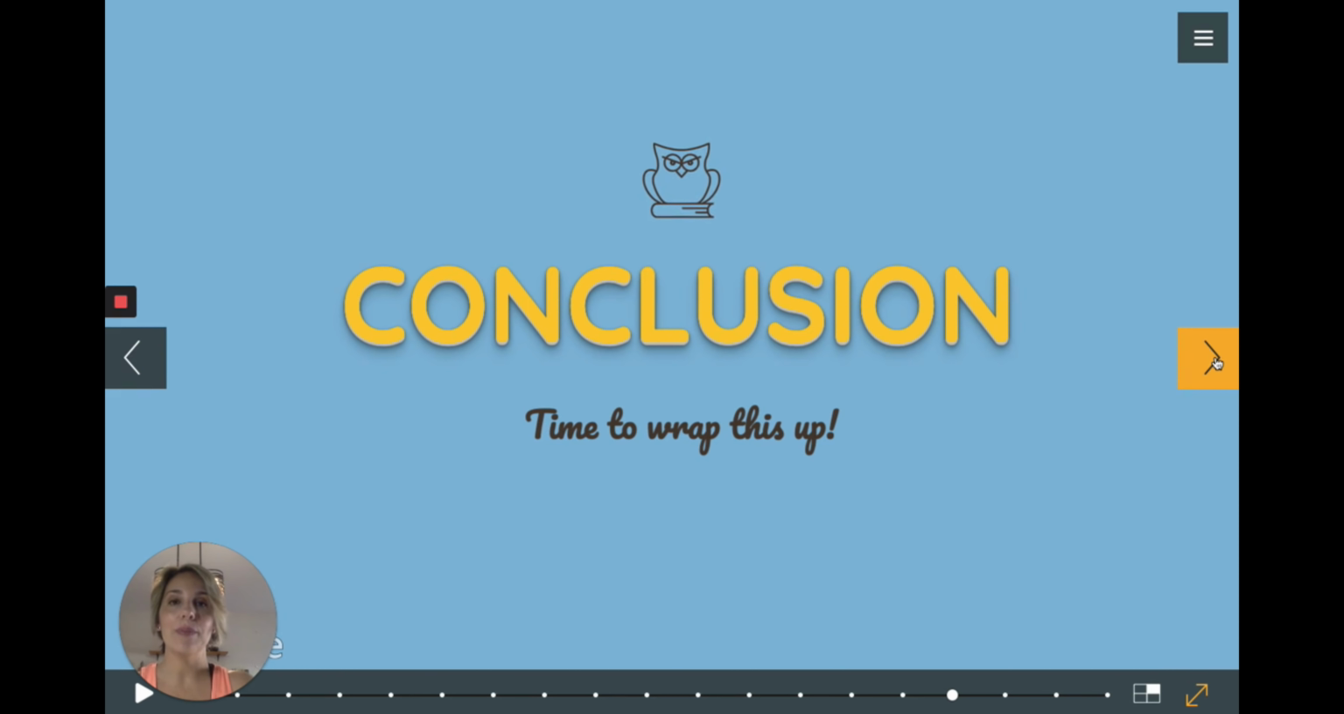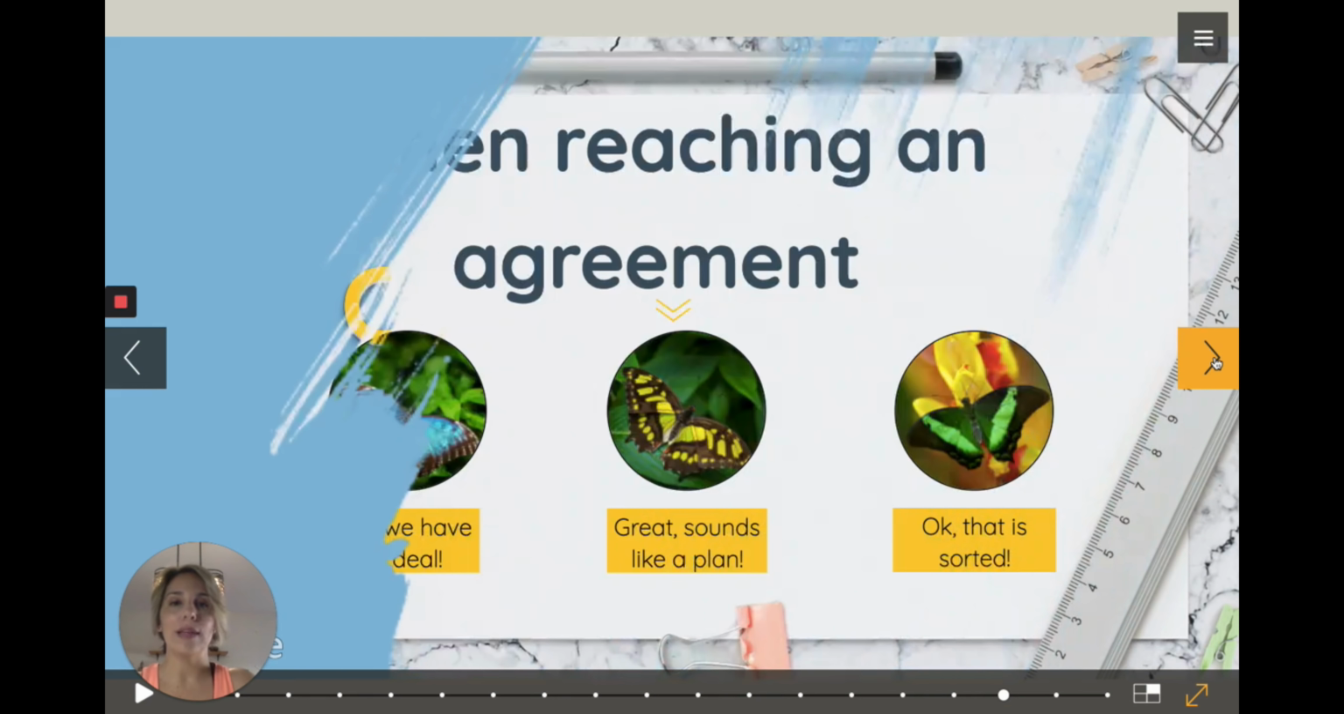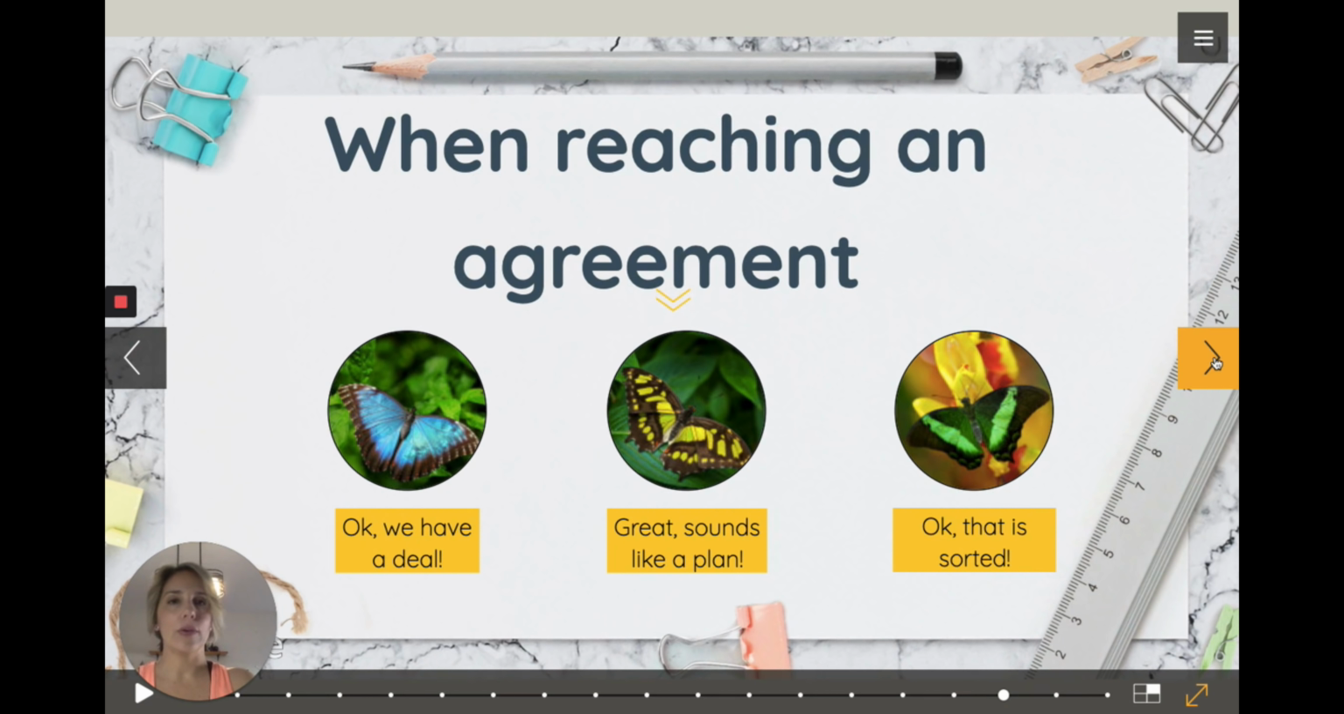So let me show you some phrases that you can use when reaching an agreement. Now is the time to make a conclusion, to wrap this up, okay? Let's see what can we say. Instead of the boring, okay, that's a good idea, when you reach an agreement, you can say, okay, we have a deal. Or great, sounds like a plan. Okay, that is sorted. Any of these three expressions will be much better than saying, okay, that's a good idea. Okay, so far we have covered the general structure of a dialogue, which is the introduction, the main body, and the conclusion.